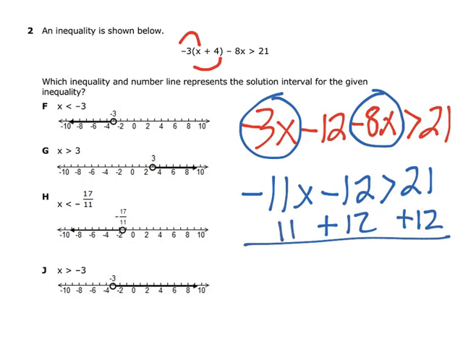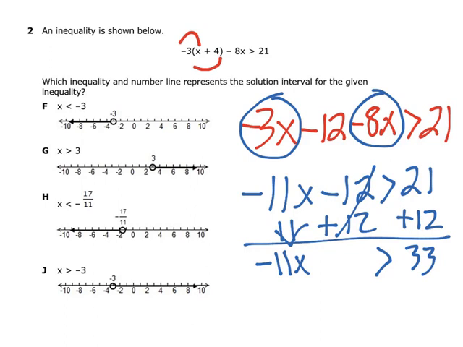Okay, and the minus 11x just carries down. Minus 12 plus 12, those cancel, is greater than 21 plus 12 is 33. Okay, here's the tricky part. Remember, when you multiply or divide an inequality by a negative number, you have to reverse the inequality. Okay, you have to flip it.